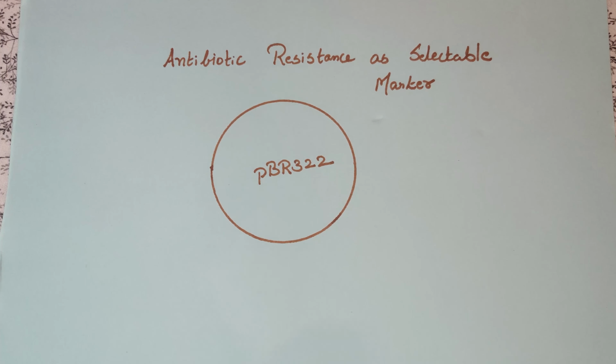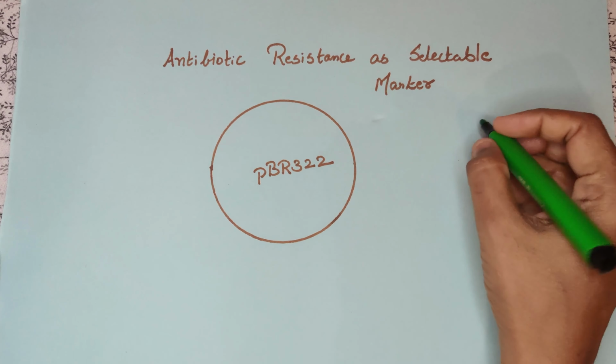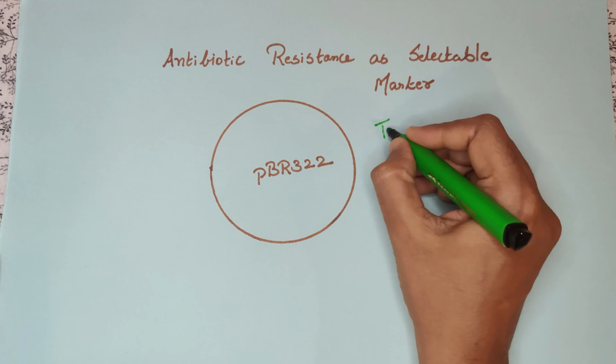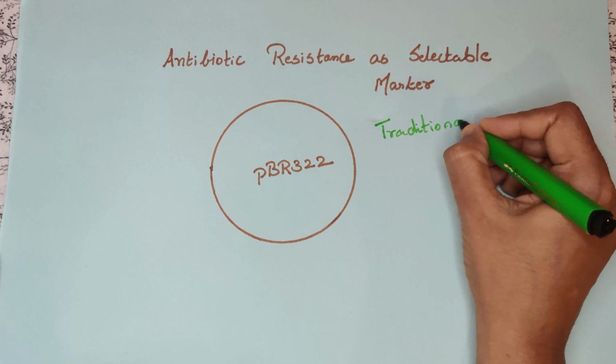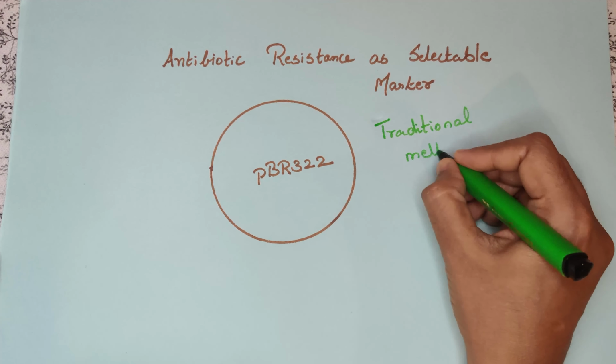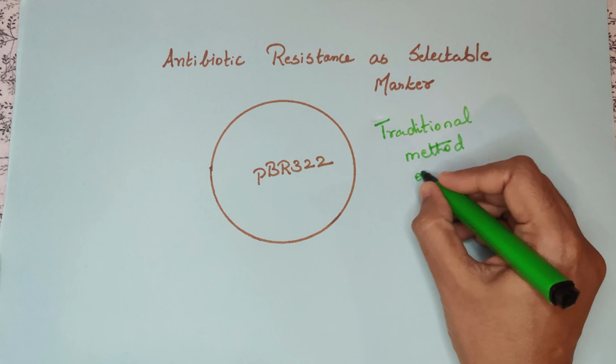Let's get started. Now we are going to learn about antibiotic resistance as a selectable marker. So first of all, you should understand why we are going for a selectable marker. Okay, so let us analyze this. One is the traditional method of hybridization. What does it say?